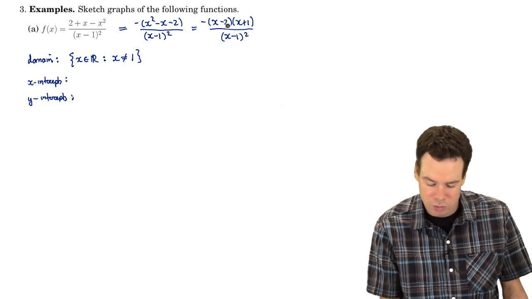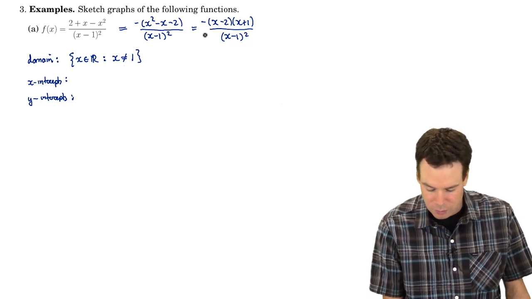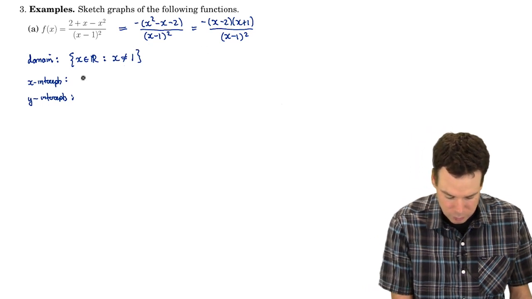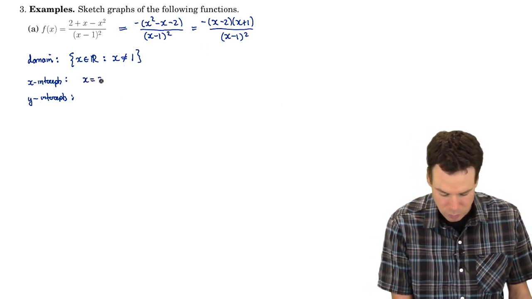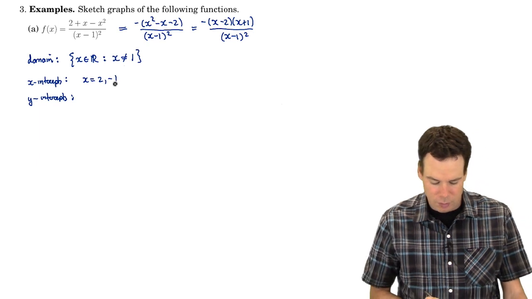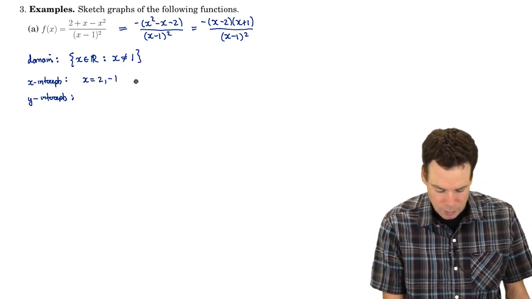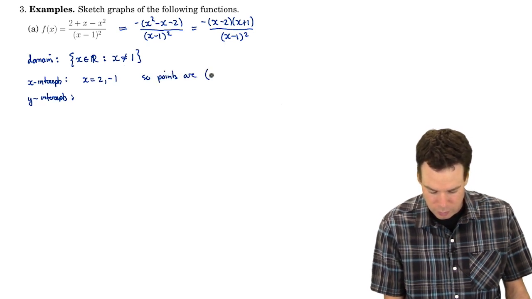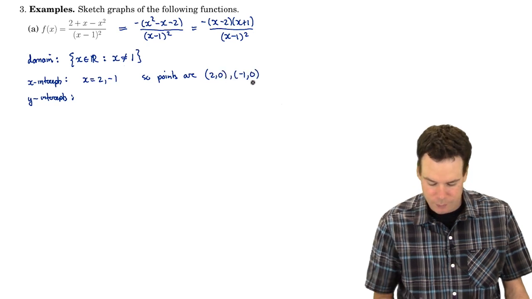So where are the x-intercepts? Well, the x-intercepts are where the function is 0, and that's at 2 and negative 1. So x equals 2 and negative 1. So maybe we can identify then the points. Those are the x values. So the points are (2, 0) and (-1, 0).